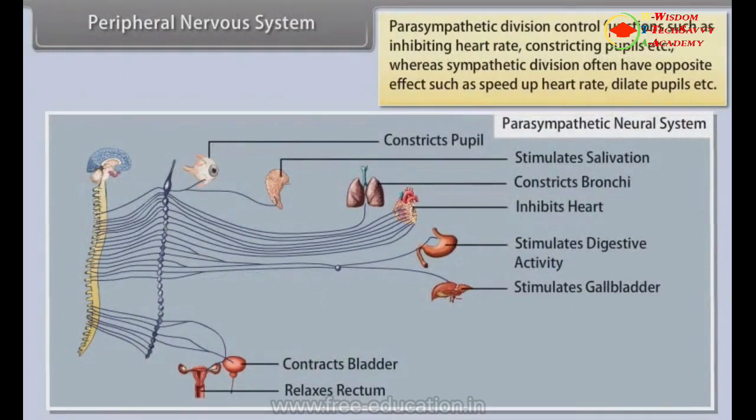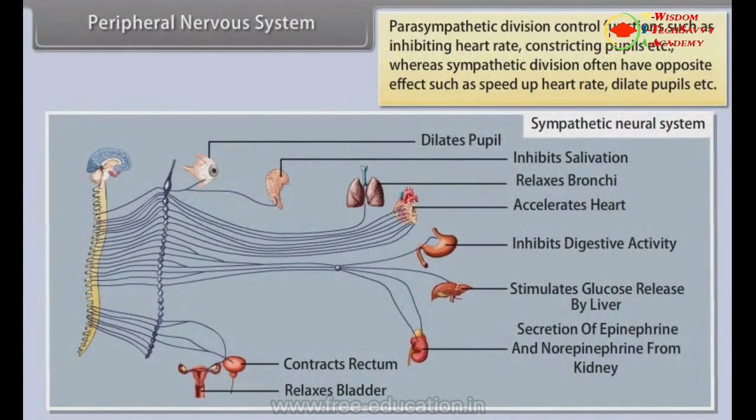The parasympathetic division controls functions such as inhibiting heart rate, constricting pupils, etc., whereas the sympathetic division often has the opposite effect such as speeding up heart rate, dilating pupils, etc.